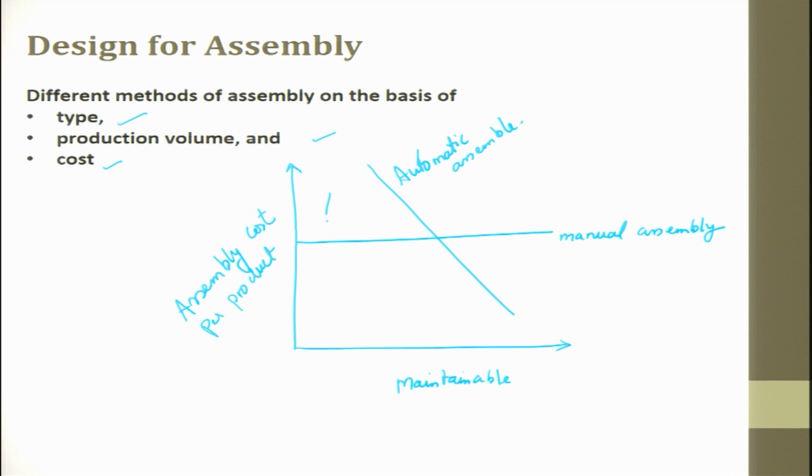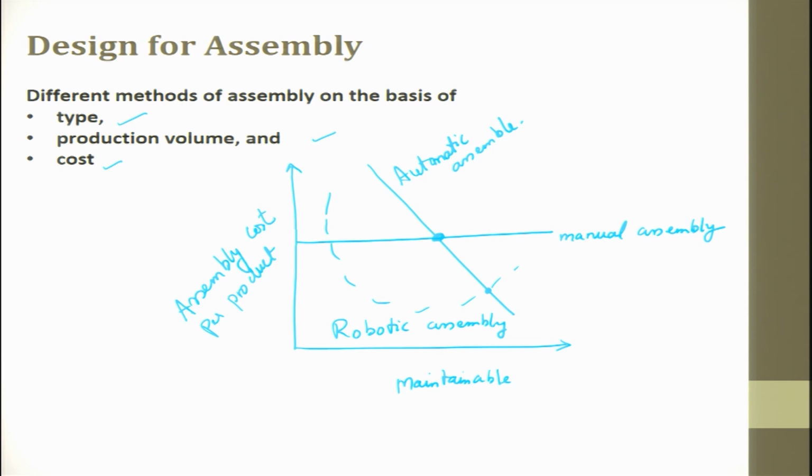And for robotic assembly, the cost is going to be something like this. For manual, the cost is constant. When you try to automate, the price is going to fall down drastically. And when you try robotic, if it is small parts, it is going to be expensive, and if the production rate is high, then the cost is once again going to go high. So, you have to see where the break-even point is and then start choosing for automatic assembly or manual assembly or robotic assembly.